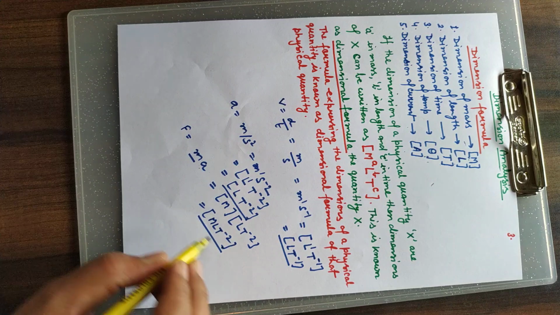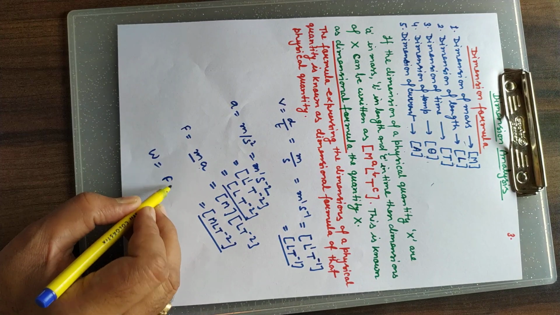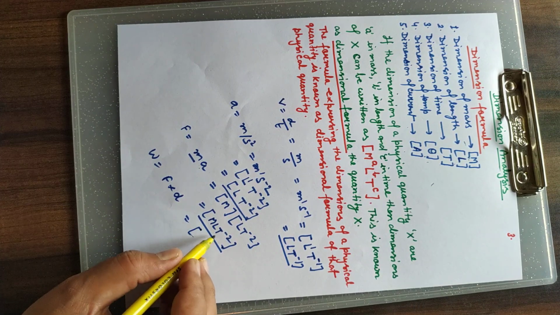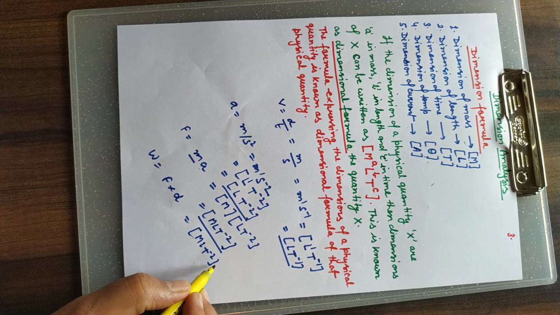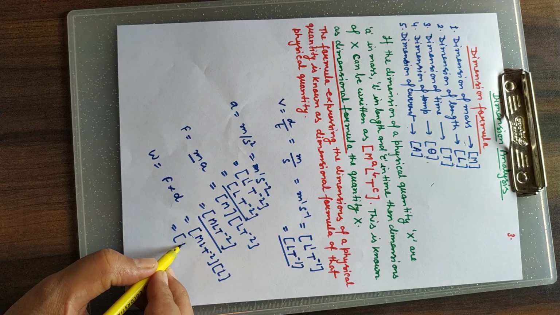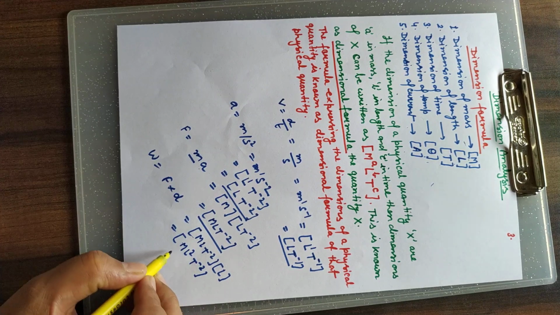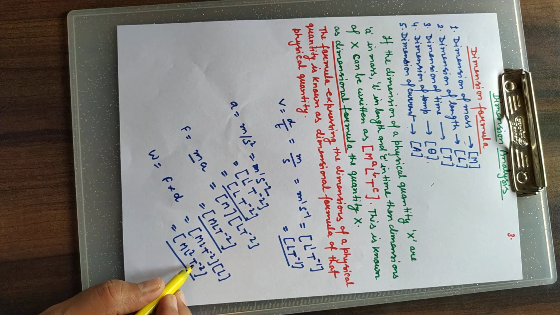So MLT minus 2. Dimension formula of work or energy: force into displacement. The dimension formula of force is already discussed. The dimension formula of force is MLT minus 2, so we have to write MLT minus 2 into the unit of displacement, just like length. So the dimension formula of work or energy is M L to the power 2 and T to the power minus 2. So the dimension formula of work is ML²T minus 2.